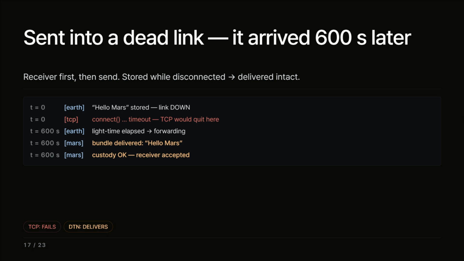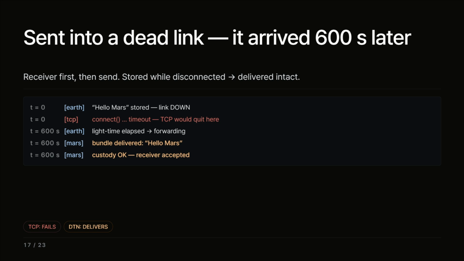At time 0, the sender generates the bundle. Because the communication is unavailable, the bundle cannot move forward immediately. Instead, it's just stored locally. If we were to rely on traditional TCP, this is exactly the point where the connection would fail because it has nowhere to send the message. But DTN behaves differently. The bundle remains stored while waiting for a future communication opportunity.